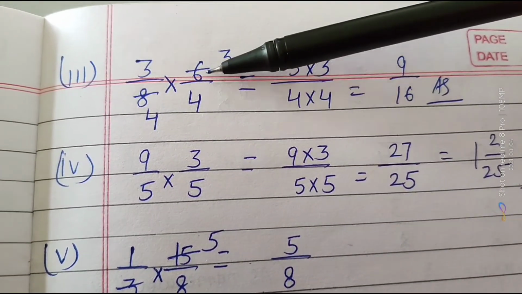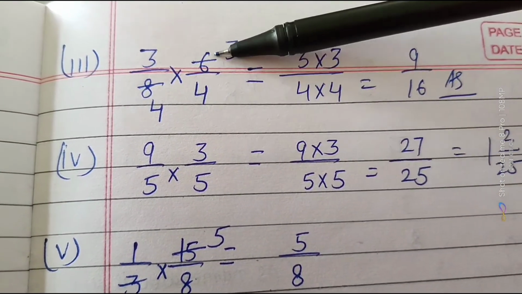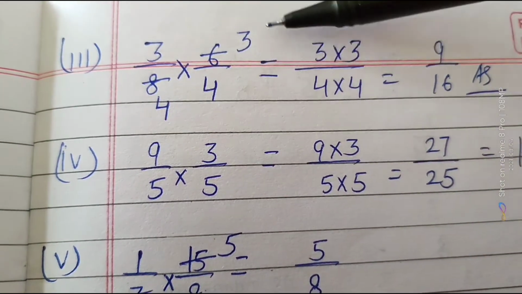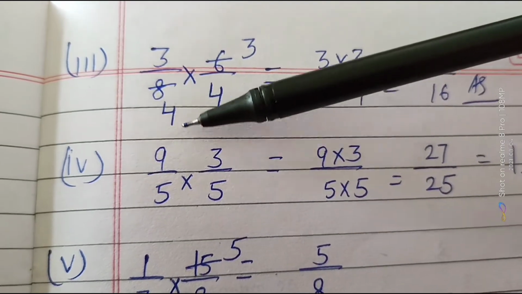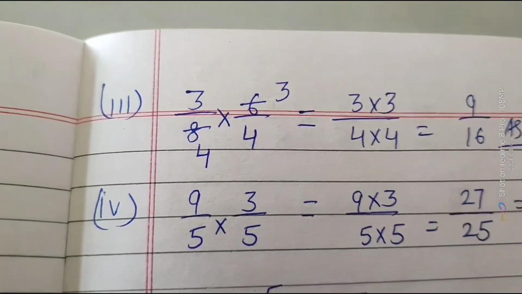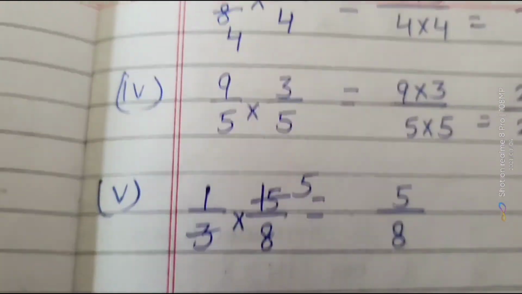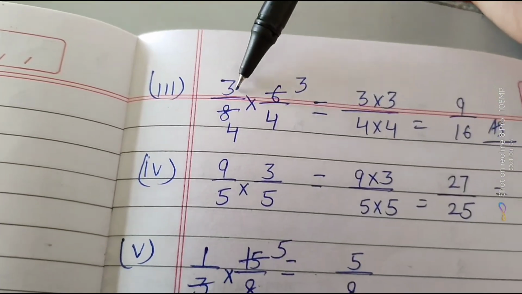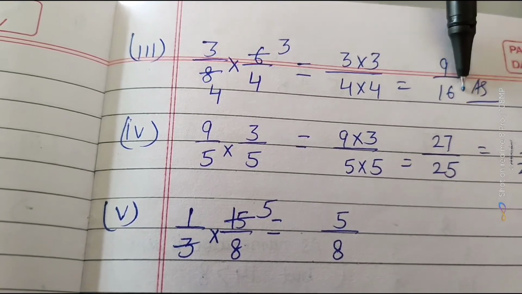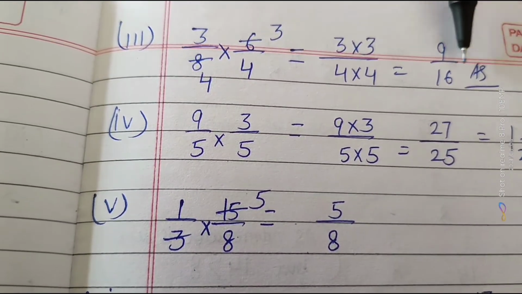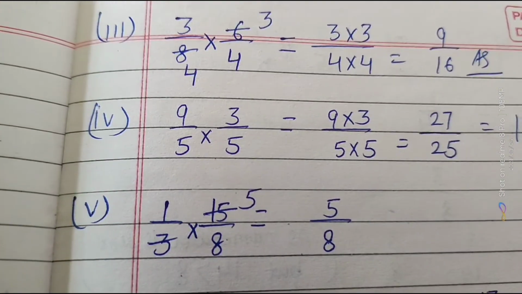3/8 multiply 6/4. Firstly we do the simplification: 2 threes are 6, 2 fours are 8. So now multiply numerator with numerator and denominator with denominator. So it is 3 into 3 is 9 and denominator 4 into 4 is 16. So the answer is 9/16.